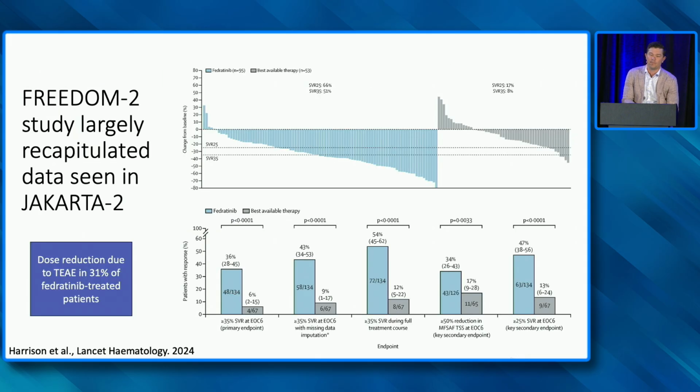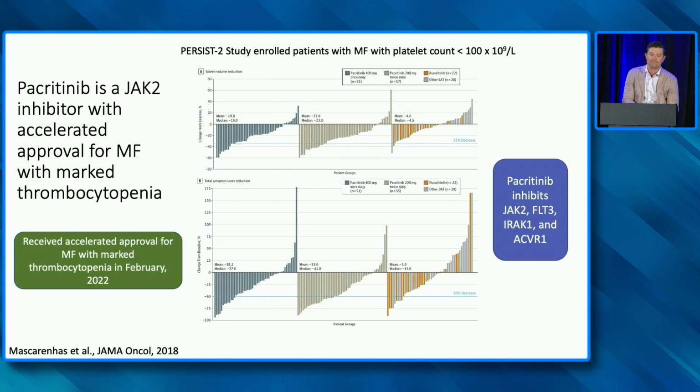This was largely recapitulated in the FREEDOM-2 study. Very similar patient population here, randomizing patients 2-to-1 to fedratinib or best available therapy. And again, we're seeing superiority with fedratinib in terms of spleen volume and symptom improvements in the second line setting. And so really that's been the niche for fedratinib now. I think ruxolitinib is preferred in the frontline setting in the vast majority of patients, but fedratinib may have a role here as a second line agent after ruxolitinib failure or intolerance.